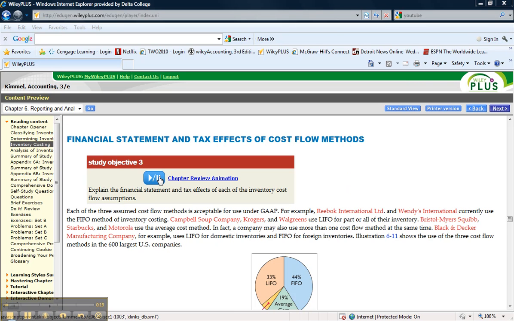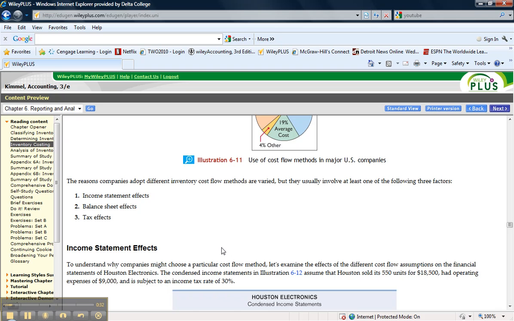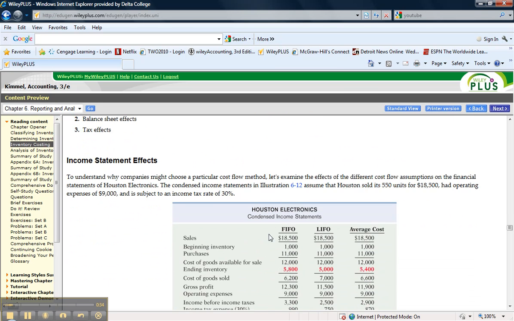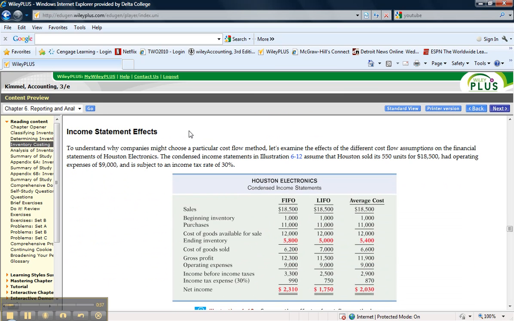Keep in mind, remember, you can always click into this review animation and a narrator will go through a bunch of slides telling you all about the key points in these chapters. So the financial statement and tax effects are going to be found through here. I'm going to let you read a lot of this stuff without a lot of commentary on my part.